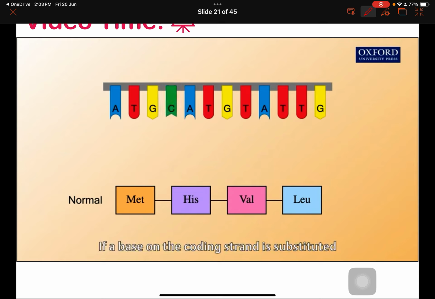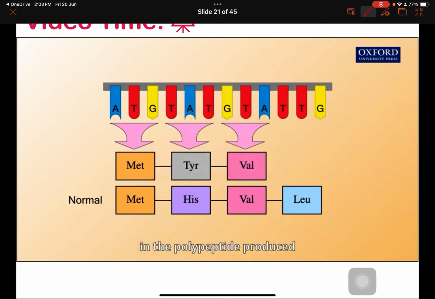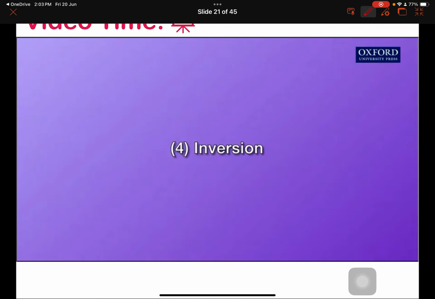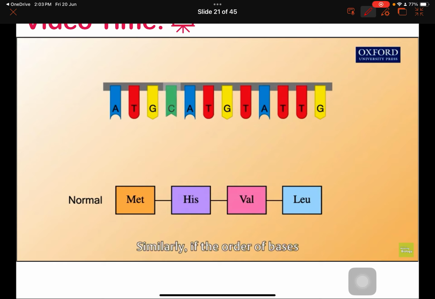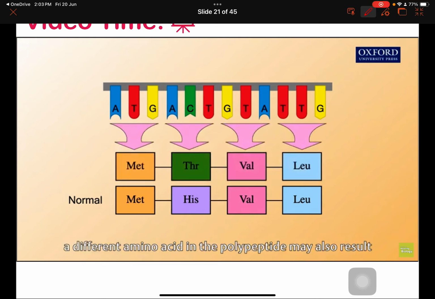If a base on the coding strand is substituted with another base, a triplet code on the strand will be changed. This may result in one different amino acid in the polypeptide produced. If that amino acid alters the conformation of the protein sufficiently, the mutation would have an obvious effect on the phenotype. Similarly, if the order of bases on the coding strand is changed, a different amino acid in the polypeptide may also result.